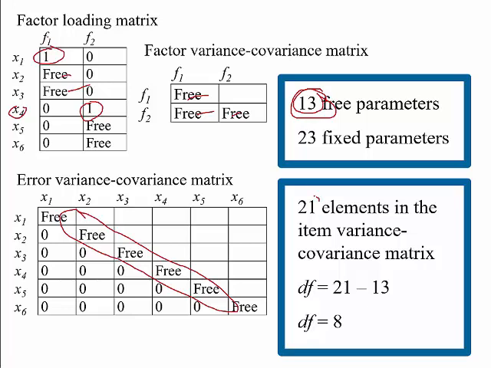And as before, we calculated a while ago, we saw that we had 21 elements in our variance-covariance matrix. So now if I take 21 minus 13, we see our degrees of freedom are 8. So before I fixed these to be 1, we had only 6 degrees of freedom, but now I fixed these 2 parameters to be 1, and now our degrees of freedom went up to 8. So now we have a model with 8 degrees of freedom.